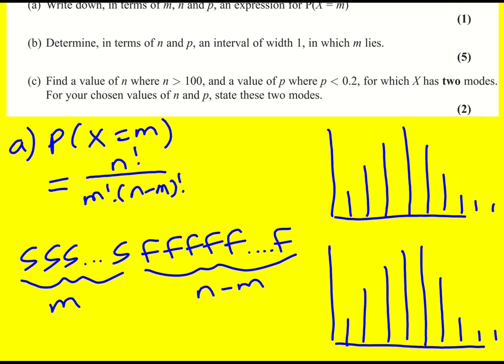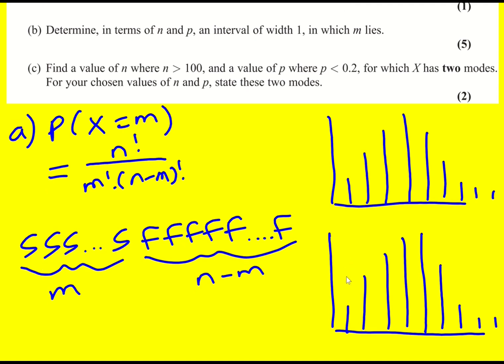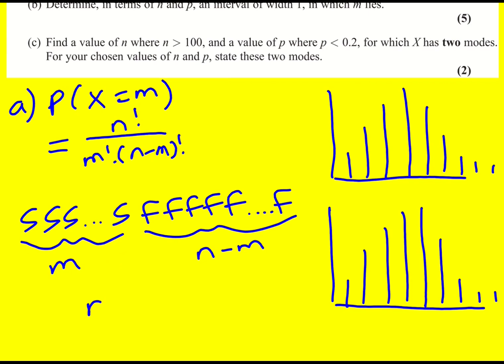And now this is a permutation problem. Essentially, I am arranging n objects, and so there are n factorial ways of doing that. However, m of them are the same, so that's why I need to divide by m factorial, and another n minus m of them are the same. I'm going through this now because maybe you didn't cover that when you did this topic, but I feel like it's quite important to understand where that comes from. It's all the different ways that you can arrange your successes and failures to have m successes.